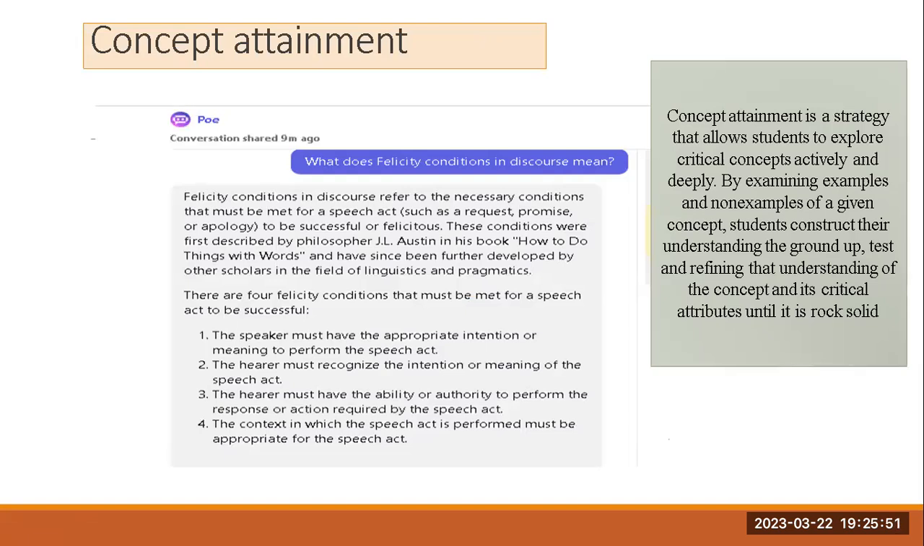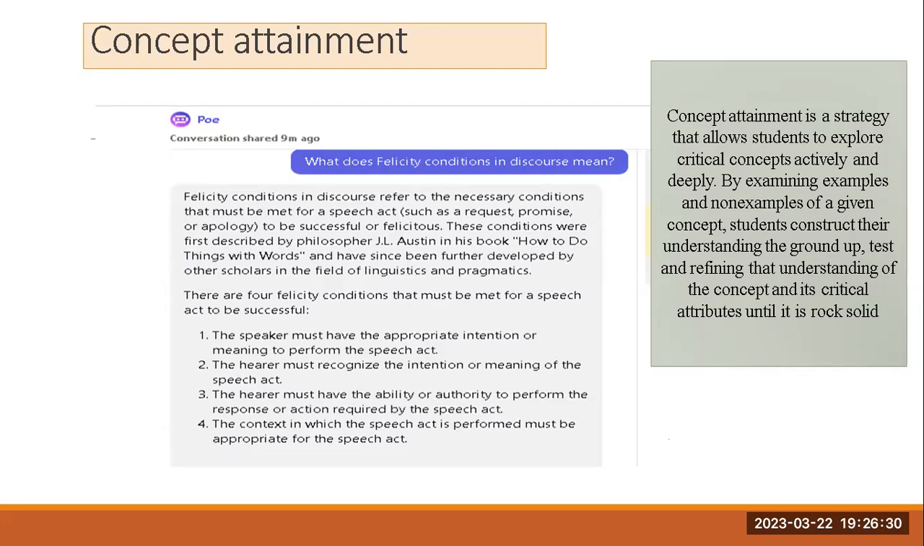Concept attainment, or understanding hard concepts. I believe in content courses in linguistics, literature or even translation, there are some concepts that are hard for students to understand. I found ChatGPT very good at providing a good definition with examples that are suitable for undergraduate students. For example, here I asked ChatGPT, what do felicity conditions in discourse mean? So it provided me with this, and it's longer, with some examples, but I can't put it all here.